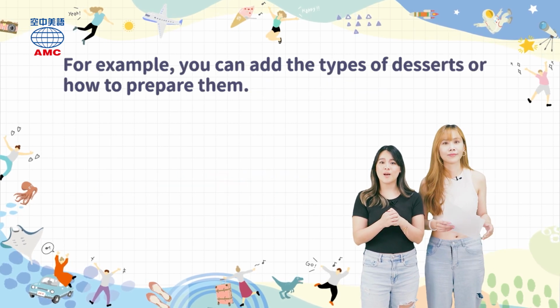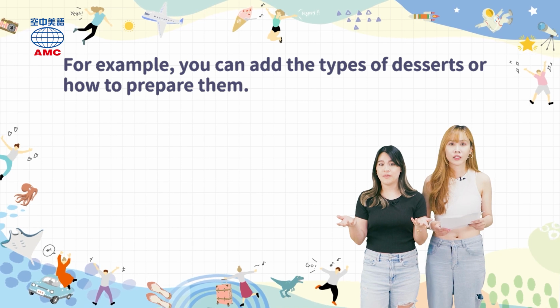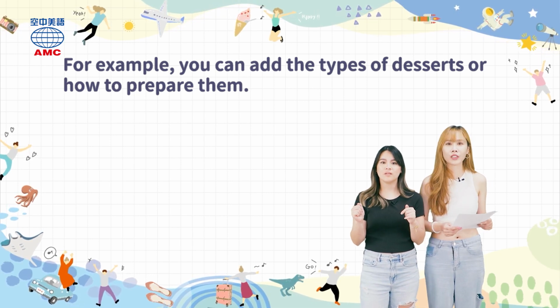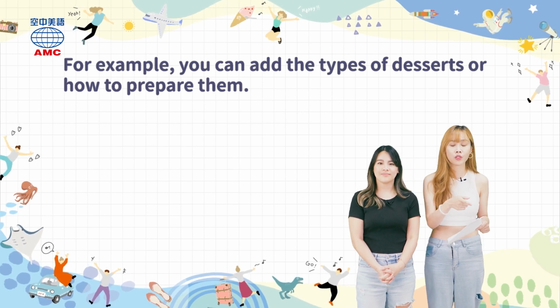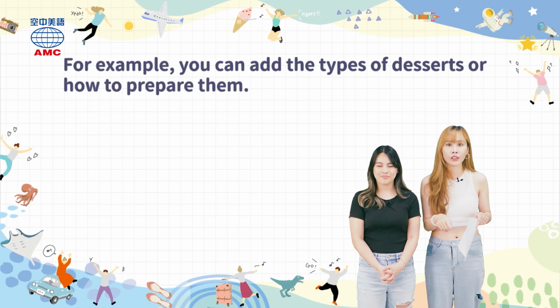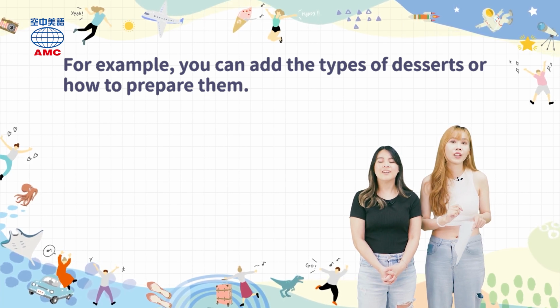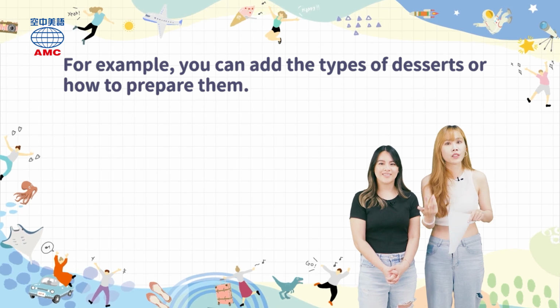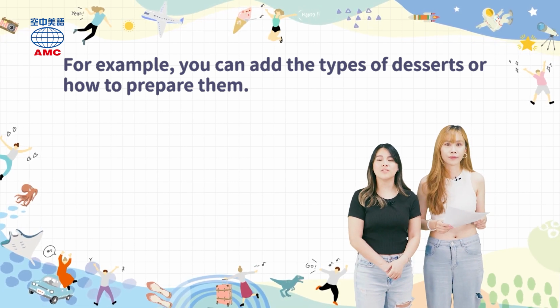It says, for example, you can add the types of desserts or how to prepare them. Oh, that's very 它分得好细耶。 I know. 对啊，刚刚我们不是有分 main course 主菜，还有 desserts 甜点。那它是在教你说，如果你要再分更细一点，例如你可以添加不同的种类的甜点，或是你要怎么准备这些 desserts 给嘉宾来吃哦。 This must be a very thoughtful person.